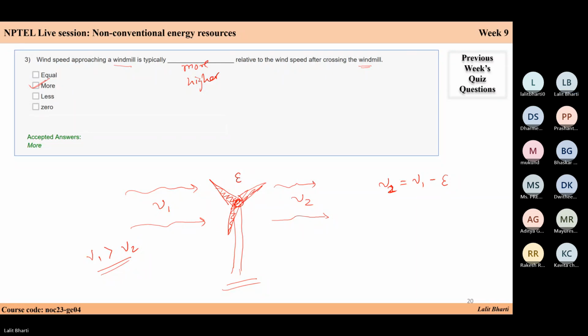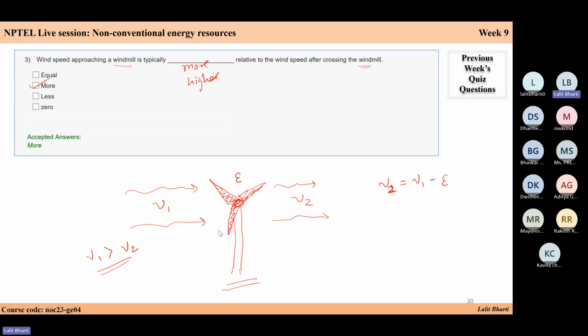Then we have the third question. It says the wind speed approaching a windmill is ___ relative to the wind speed after crossing the windmill. So we have to see whether it is equal, more, less, or zero. So this is a windmill at the center. Your V1 is the velocity of the approaching wind, then we have V2 as the speed of the wind after crossing the windmill.